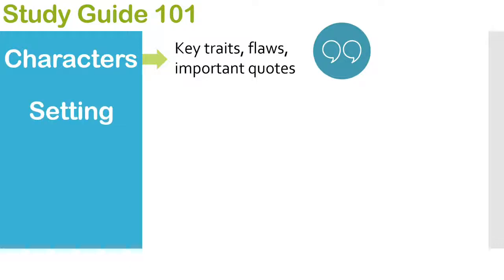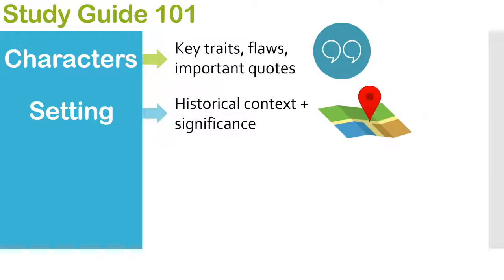Setting. If this is a piece of historical fiction or a book that takes place in a central location, write down the location and the time period to figure out their significance. For instance, the book Night by Elie Wiesel is a memoir about the Holocaust, so I might talk about the events leading up to that time period to provide more context.